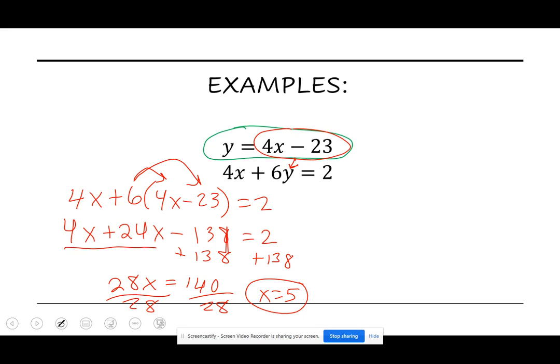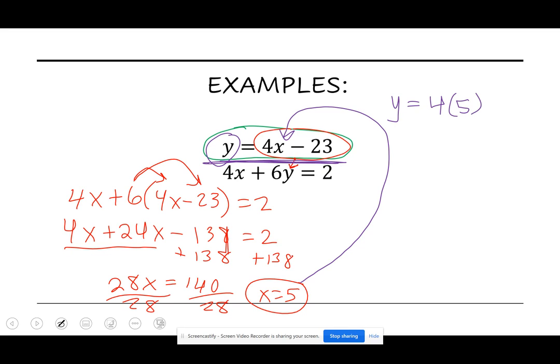But again, we're not done. We need to take this x equals 5. And we already have y equals 4x minus 23. So I'm going to plug it into that equation, the one with my variable by itself. So we have y equals 4 times x, but we know x is 5, minus 23. So we have 20 minus 23 gives us negative 3. So our solution that makes this equation true is 5, negative 3.